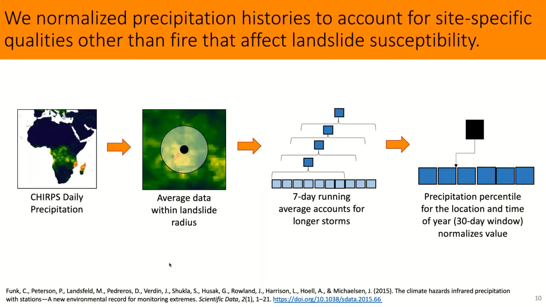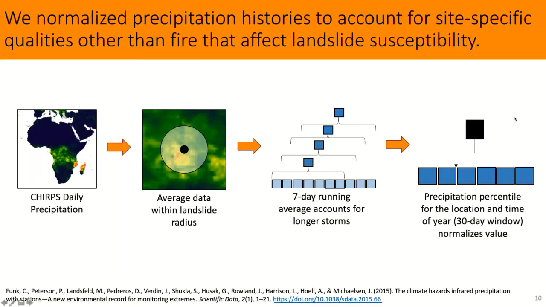and then we noticed that there were some sites where the landslides were caused by longer storms than a single day, and so what we did for that was to accumulate a 7-day running average that can pull in those longer precipitation events as a single data point.